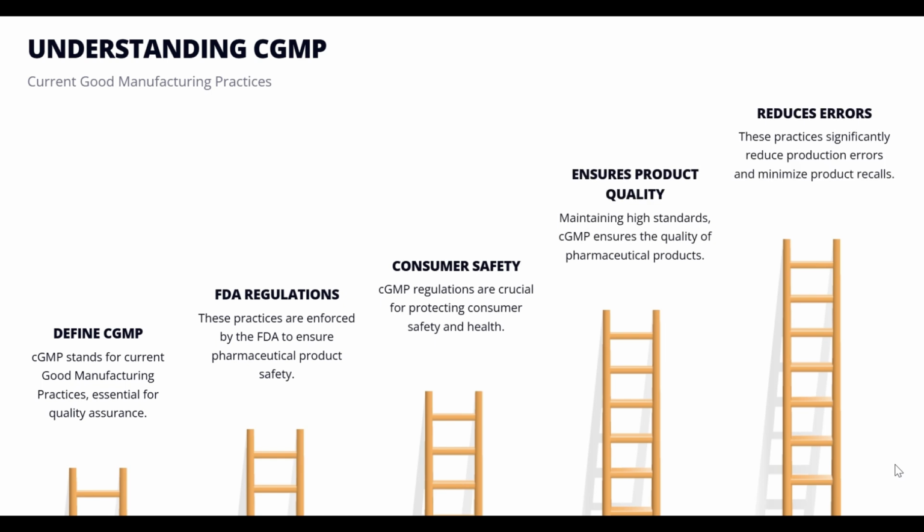So first we are going to talk about what is meant by cGMP. Current good manufacturing practices are very much essential for quality assurance, to maintain the quality as well as the standard of our pharmaceutical products. These practices were first implemented by the FDA so that we can ensure pharmaceutical product safety as well as quality. Further, these regulations became a crucial aspect for protecting consumer safety and health.